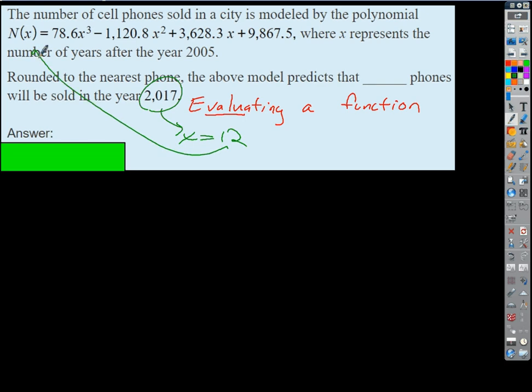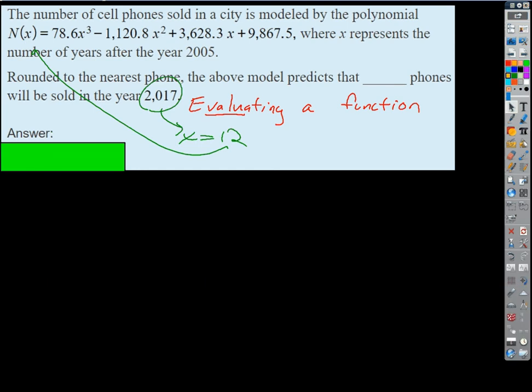Okay, that's kind of an ugly polynomial. It's got lots of decimals. We don't really want to do that by hand, right? So we'll do this using technology. So I'm going to show you a couple ways you can do this with technology. I'll show you Desmos first. That's the easiest way.